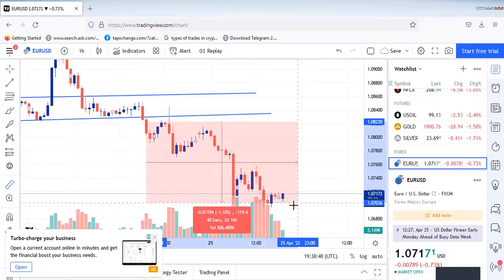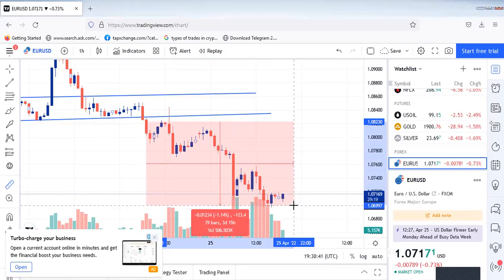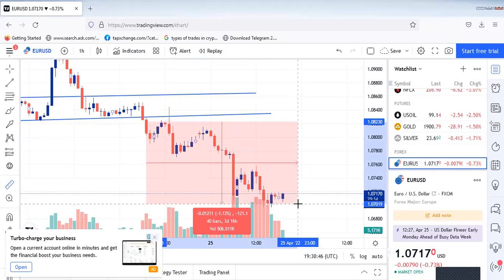Now, if you look at this region, it is 116. You see something like 123 bars. So this 123 bars is an indication that we have about 121 pips. If you look at it, you will see something like 40 bars. 40 bars are the candles that actually lie between this area.